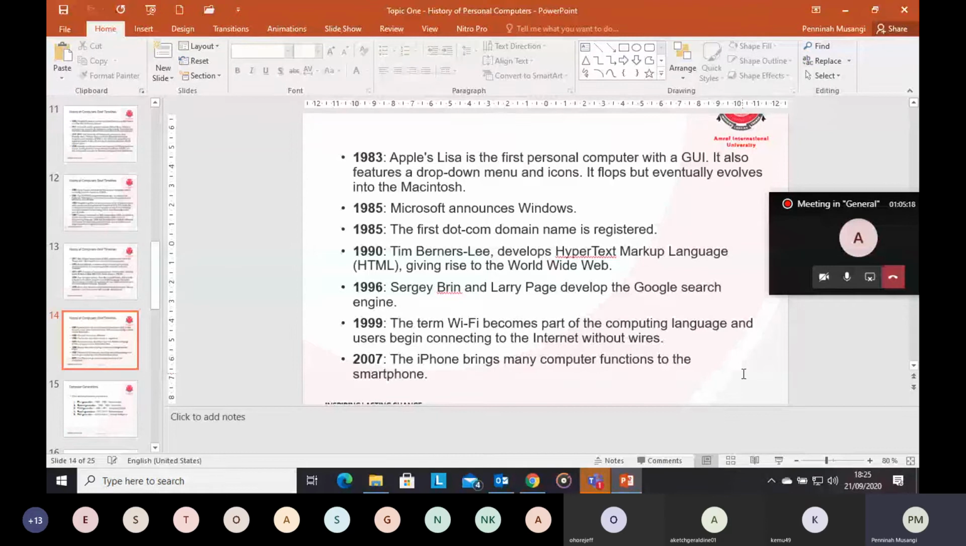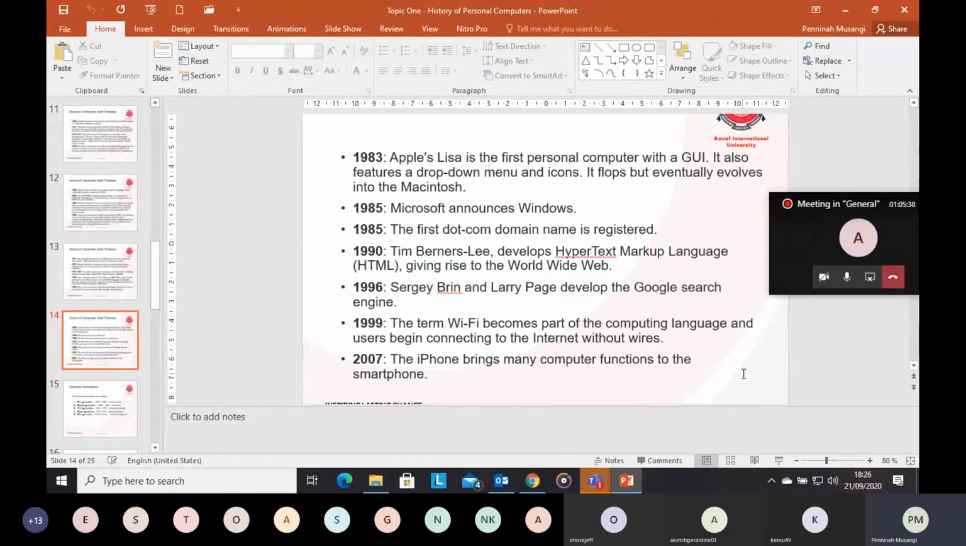1990, Tim Berners-Lee developed the hypertext markup language, or what we call HTML. And HTML is the one which gave rise to the ability to have the World Wide Web, or the internet.